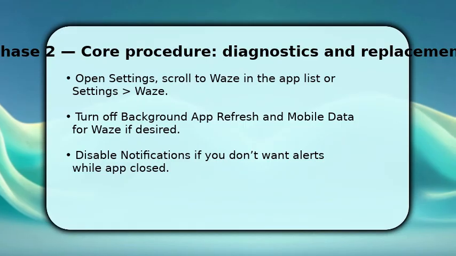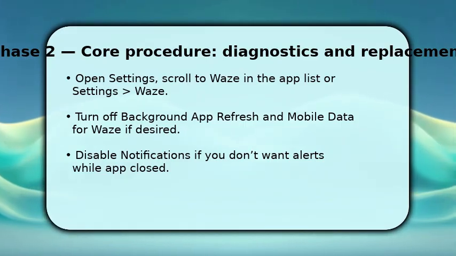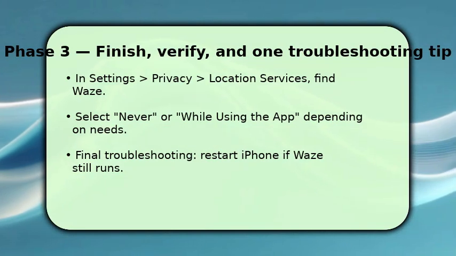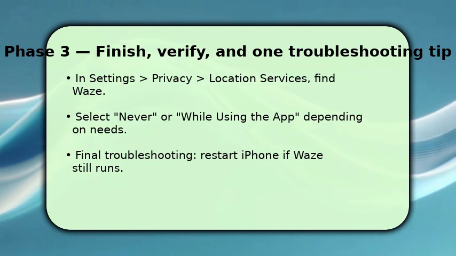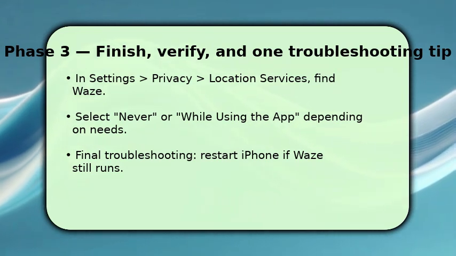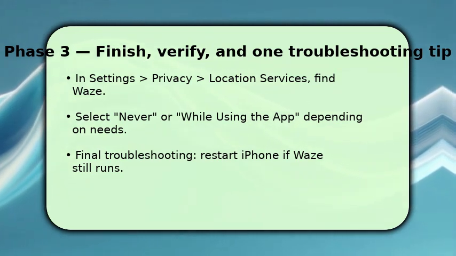Finish by limiting location access. Open Settings, go to Privacy, then Location Services and tap Waze. Choose never to fully stop location tracking, or while using the app if you want control only when active.